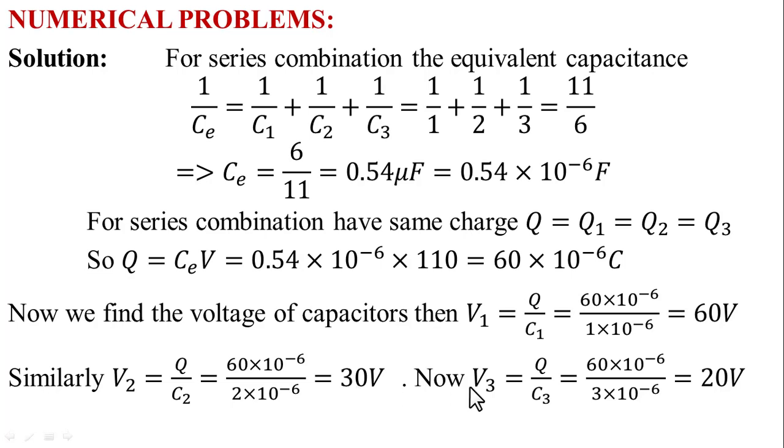And V3 is equal to Q upon C3. So 60 multiplied by 10 raised to power minus 6 divided by 3 multiplied by 10 raised to power minus 6. 10 raised to power minus 6 cancels with 10 raised to power minus 6. 60 divided by 3 is equal to 20 volt. So V3 is equal to 20 volt.